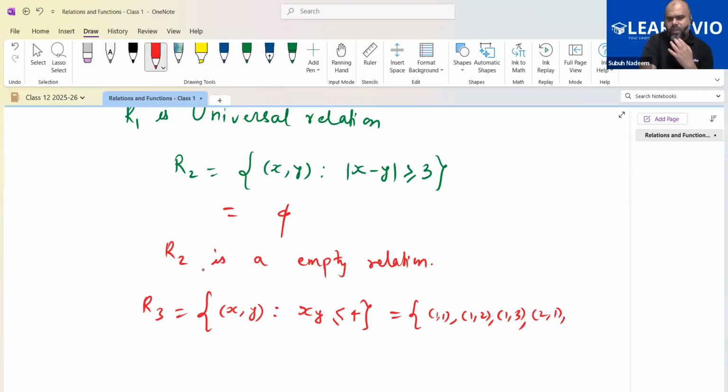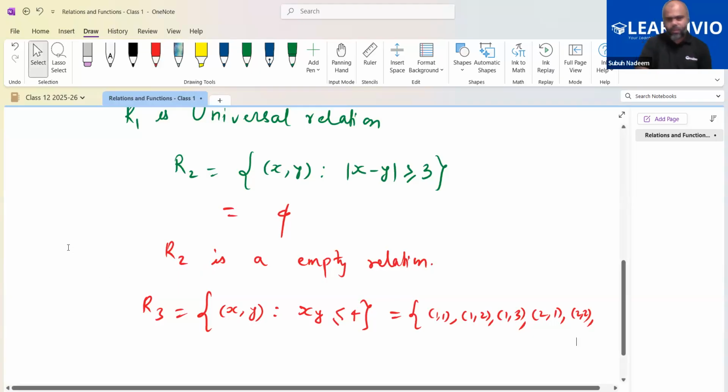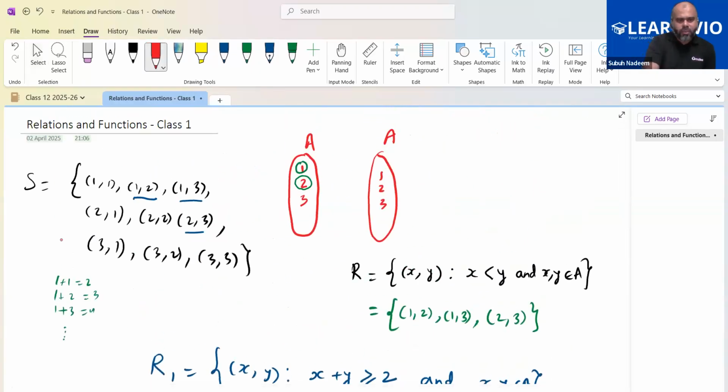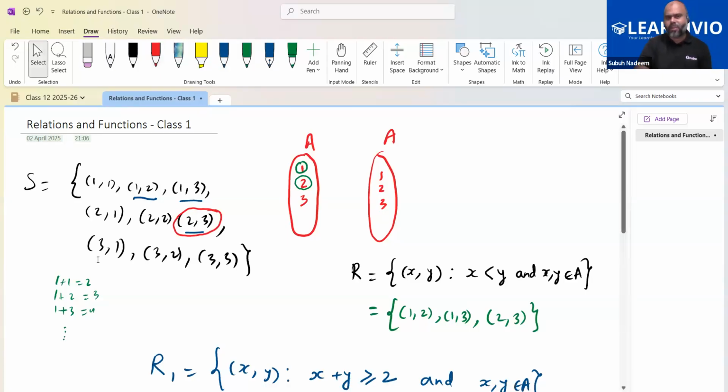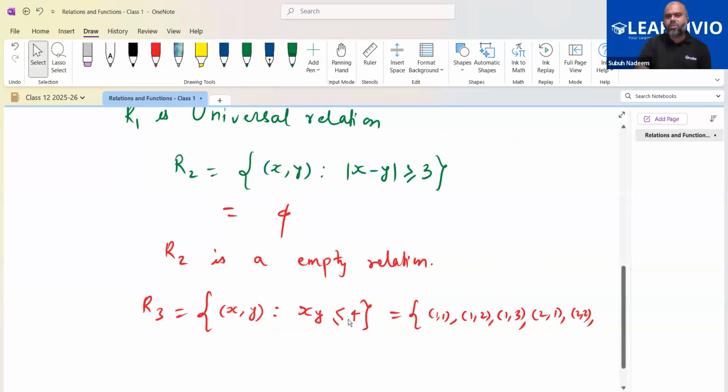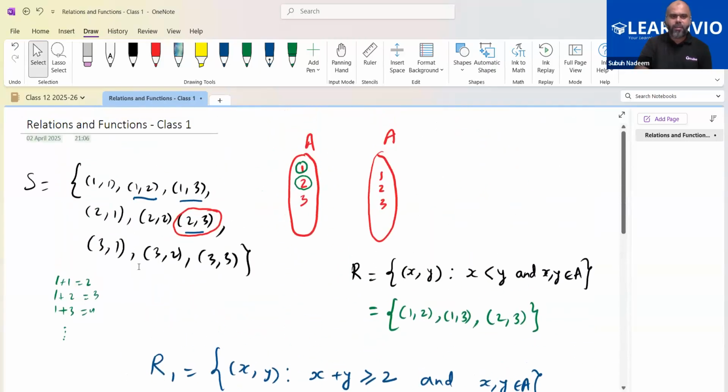2 comma 1 will be there. 2 comma 2 will be there, because 2 into 2 is 4, which is less than or equal to 4. 2 comma 3 will not be there, because 2 into 3 is 6 and 6 is not less than or equal to 4. So that we eliminate.